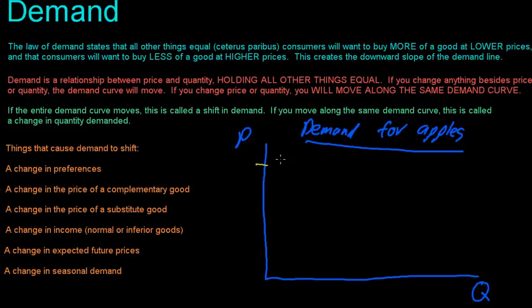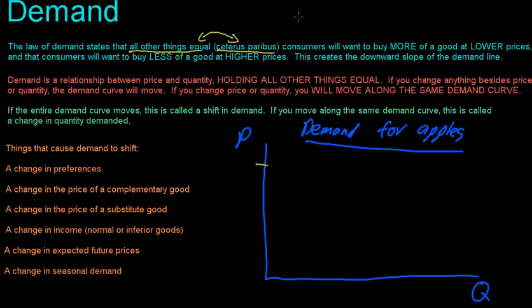Okay, so the law of demand is really the starting point for this entire discussion. What it does is state that all other things equal, and this is really important, so important, in fact, that economists also refer to it by its Latin name, which is ceteris paribus. So these two things are exactly the same. Ceteris paribus means all other things equal in Latin, and all other things equal is ceteris paribus in English.